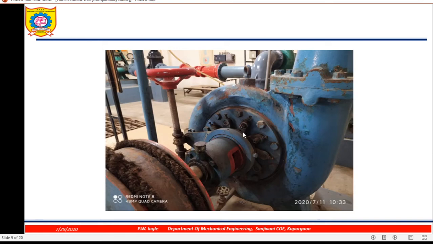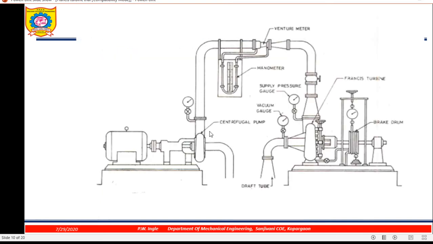You can see a close view of this guide wheel assembly. Now again, I will just explain the experimental setup. Here this is the venturimeter, and a manometer is provided to calculate Q. And this is a pressure gauge to calculate inlet pressure.